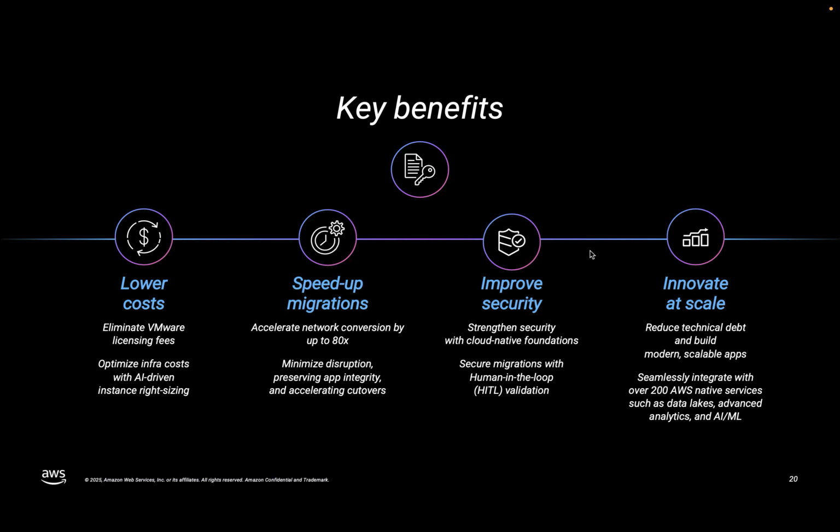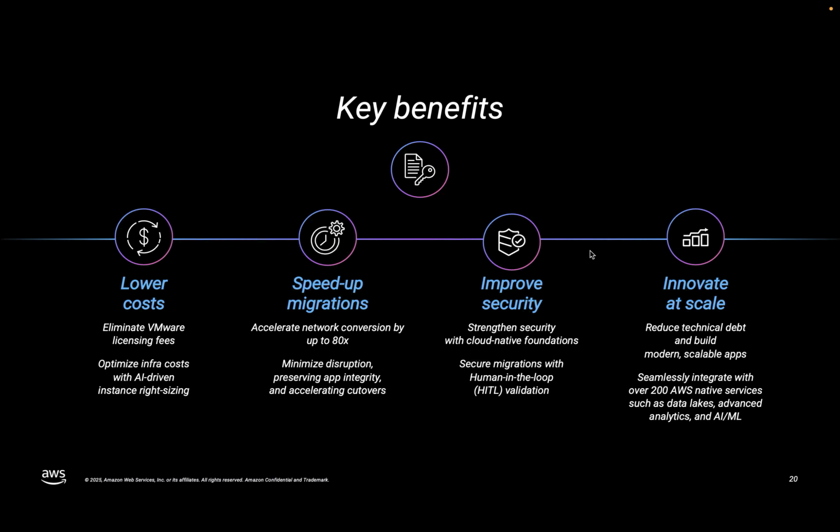So what are the key benefits of it, right? The key benefit is lower costs, right? Since it's AI driven, and migration happens automatically, it speeds up migration. So AWS claims that it accelerates network conversions up to 80 times, right? So it minimizes disruption and preserves application integrity, right? So improve security with cloud native foundations, because there is always a human in the loop to validate that everything meets your organization's standards, right?